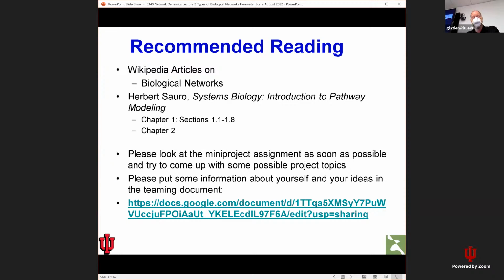I also created that document where you could introduce yourself and some ideas to try to assemble some teams. Again, if we're down to nine students, then teaming may be less essential, but we'll see. I still would encourage people to work in teams for the project.